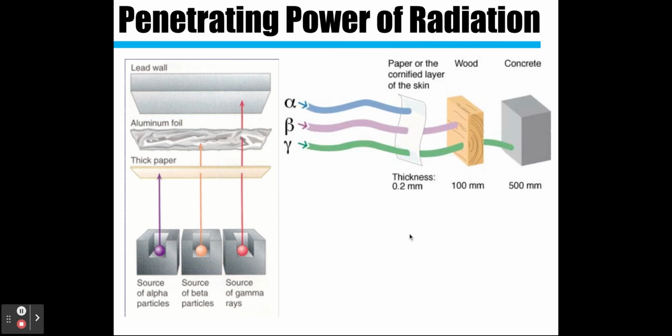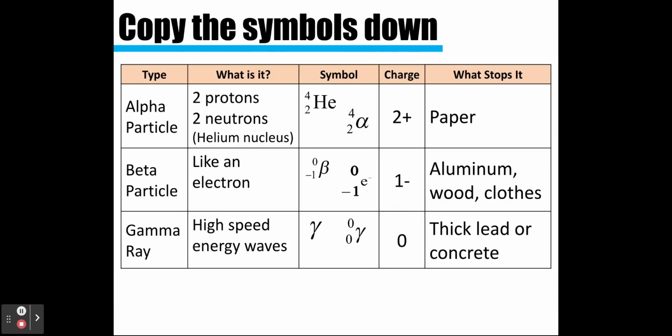So here's again a picture of what I was just talking about. So alpha particles can be blocked by paper or maybe the cornified layer of your skin, so they can be blocked pretty easily. Your beta particle can go through paper, but a piece of wood about 100 millimeters thick can block your beta particle. And gamma rays can go through your paper, your wood, but can be blocked by about 500 millimeters of concrete, or 50 centimeters of concrete, if you want to think of it that way.